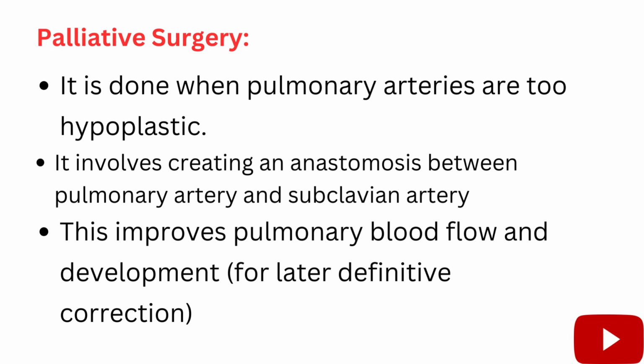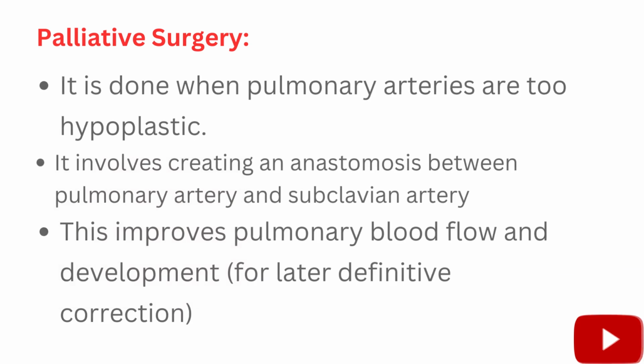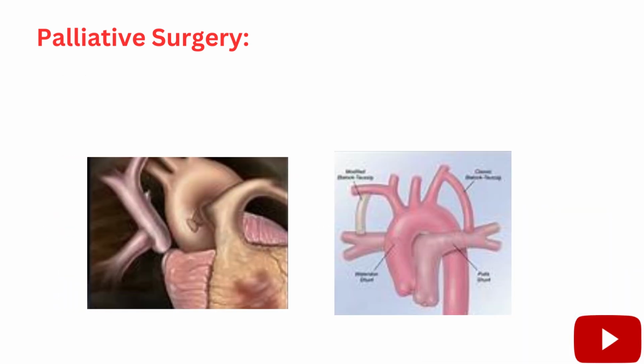It involves creating an anastomosis between the pulmonary artery and the subclavian artery. This improves pulmonary blood flow and development, for later definitive correction.